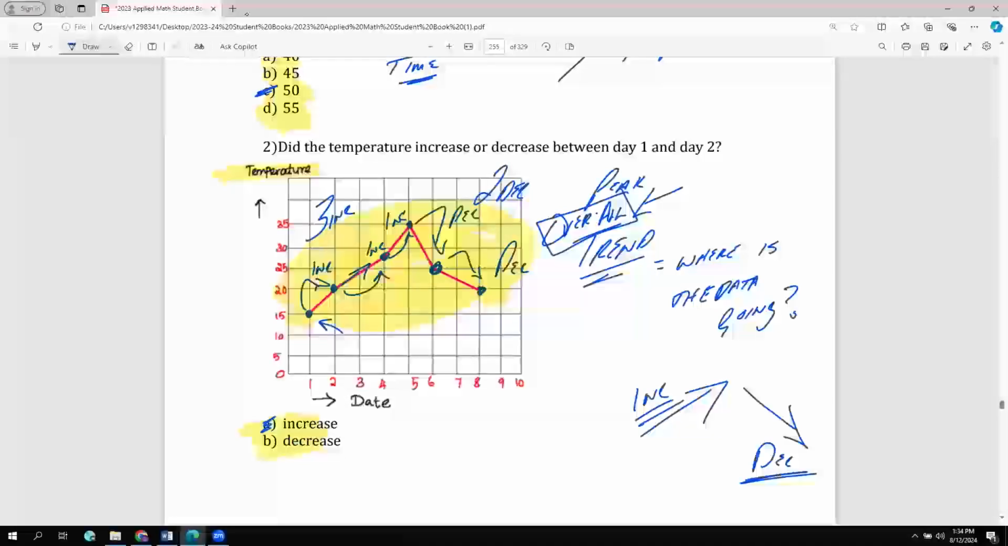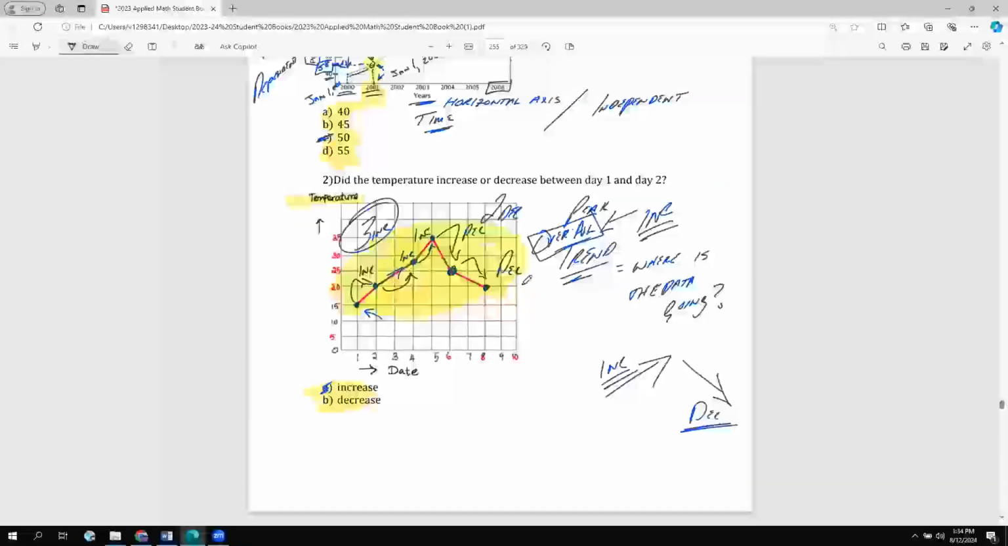I'd say, so what's going on then with your data? You'd say, well, it looks like I have more increase than decrease. I'd say exactly, because if I look at the whole thing, it's increasing more than it's decreasing. So overall trend is increasing. So you might have a question like this, and this is how you answer that type of question. Let's go ahead and take a look at another one and see what you think.